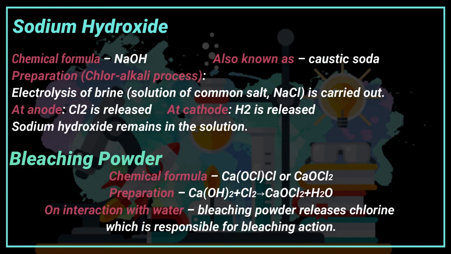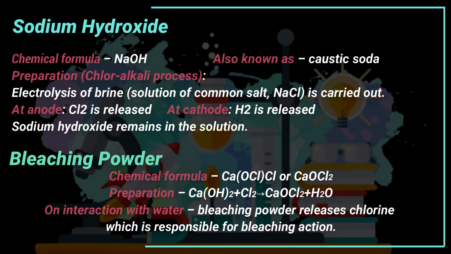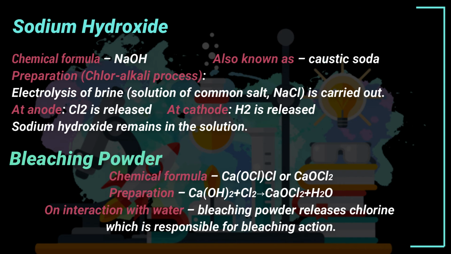Bleaching powder. Chemical formula Ca(OCl)Cl or CaOCl2. Preparation: Ca(OH)2 + Cl2 gives CaOCl2 + H2O. On interaction with water, bleaching powder releases chlorine, which is responsible for bleaching action.